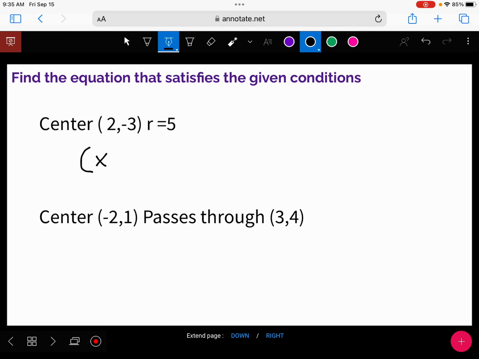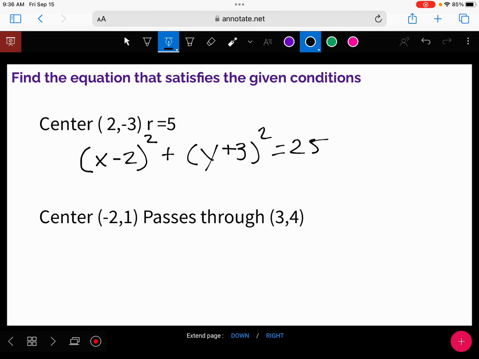So it's going to be what? X minus 2 squared plus what? Yep. Y plus 3 squared equals 25. Okay. This kicks it up a notch.